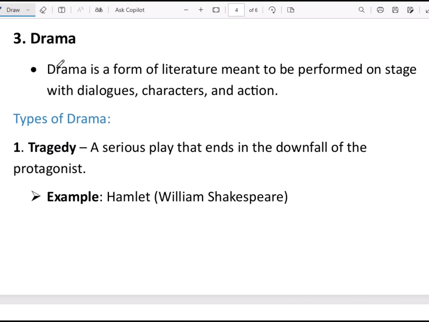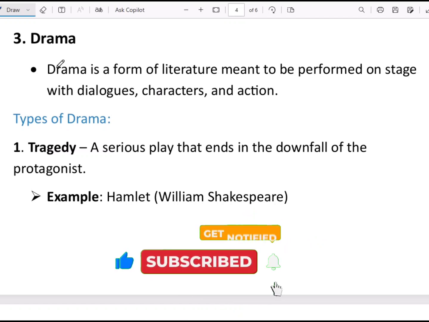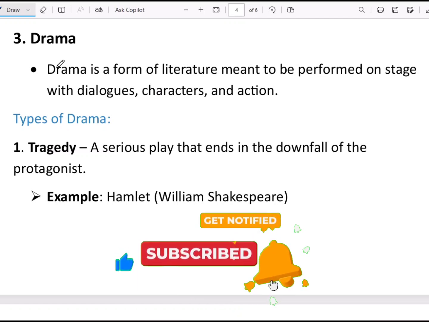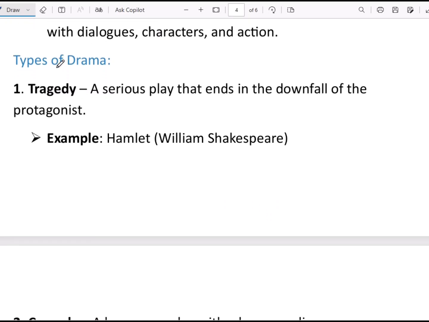So drama is a form of literature that is meant to be performed on stage with dialogues, character and action. So drama is literature that is performed on the stage. So it is a literature that is meant to be performed rather than read. And also we have some types of drama.